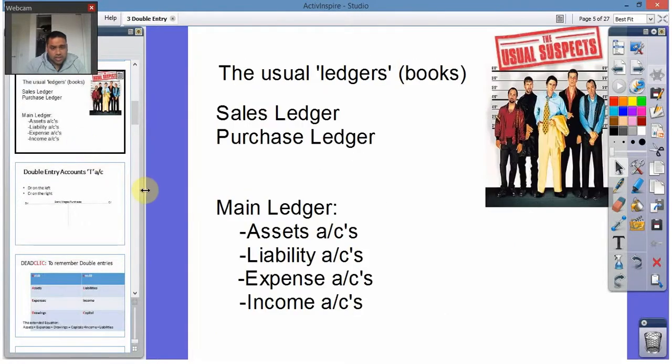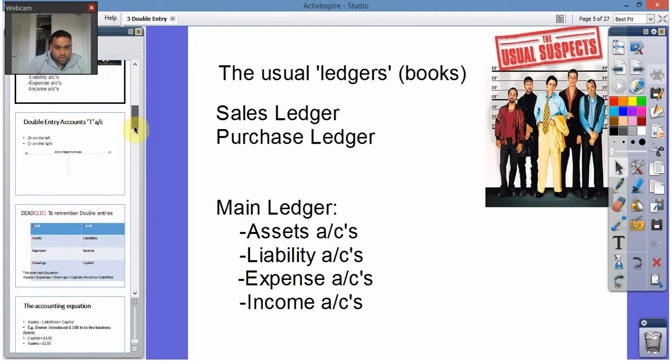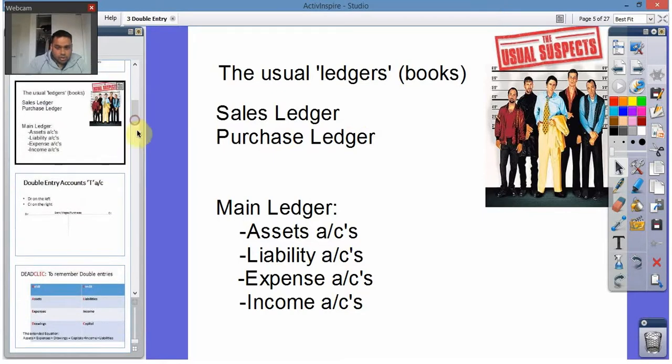So what are the ledger accounts? The usual ledgers. A bit of a pun on the word usual, because these books are usual in the accounting system. Now, ledgers means books, and it's an old word for the word books.